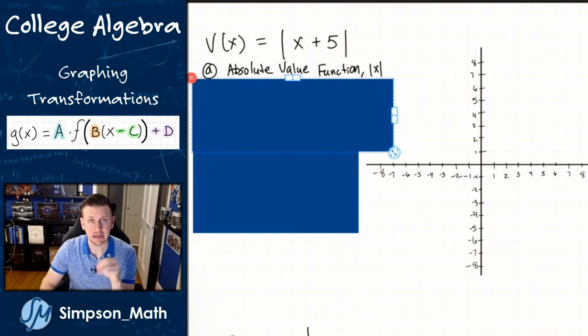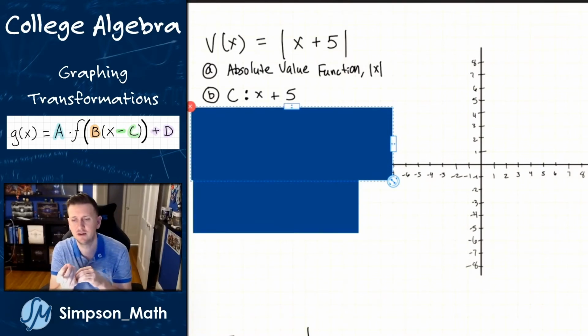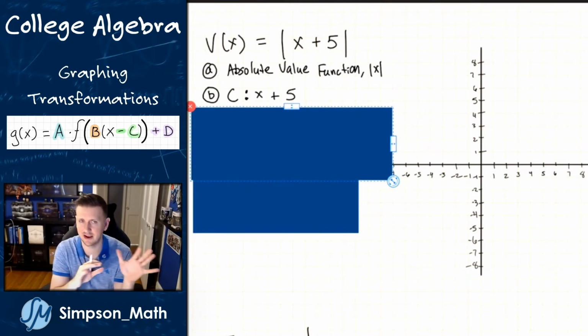Well, we are adding again, but that plus 5 is inside the function. It's inside those absolute value bars. So that is going to be our c. Now, when it comes to c, some people will define the c in and of itself as negative, or that subtraction is just kind of hanging out there. So weird things are happening with that sign.